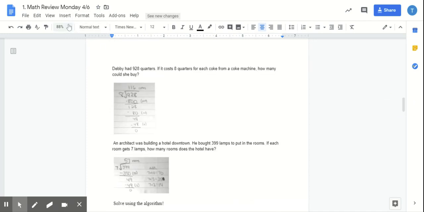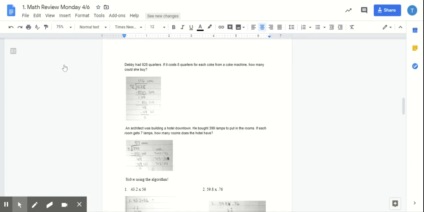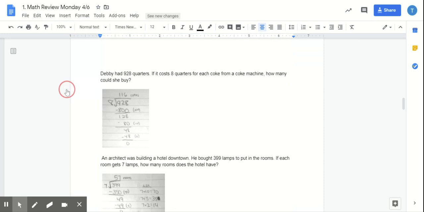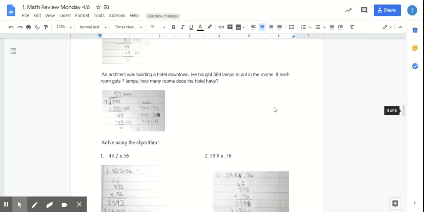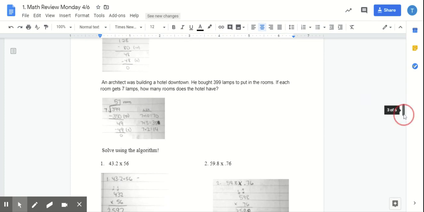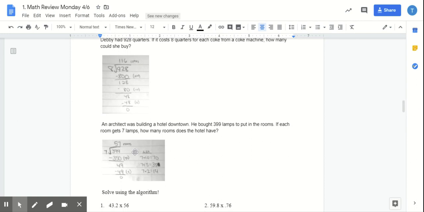Moving to the next one, an architect was building a hotel. I'm just going to zoom in a bit just so you guys can see what's going on. All right. Okay. So an architect was building a hotel downtown. He bought 399 lamps to put in the rooms. If each room gets 7 lamps, how many rooms does the hotel have?